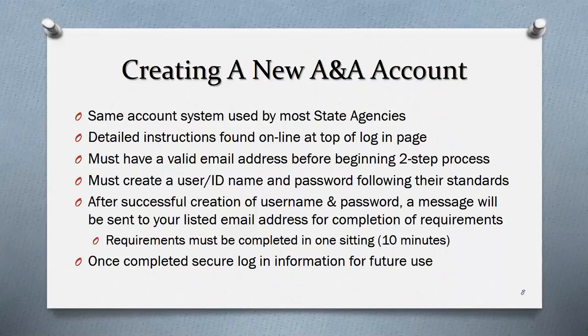Before you start, you must have a valid email address before beginning the two-step process of creating an ANA account. In the first process, you would create a user ID, name, and password following the standards established by the Department of Administrative Services. After you've successfully created your username and password, a message will be sent to the listed email address for completion of the requirements. In the second process, you will need to complete all your requirements in one sitting, and typically it can be done in under 10 minutes.